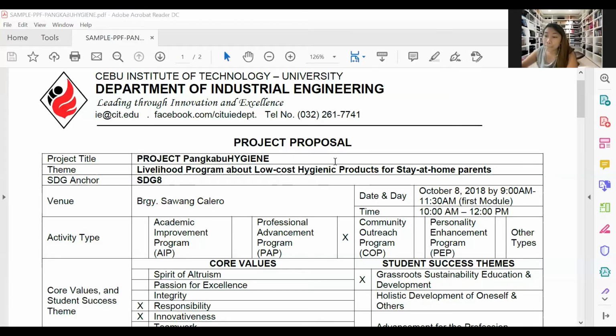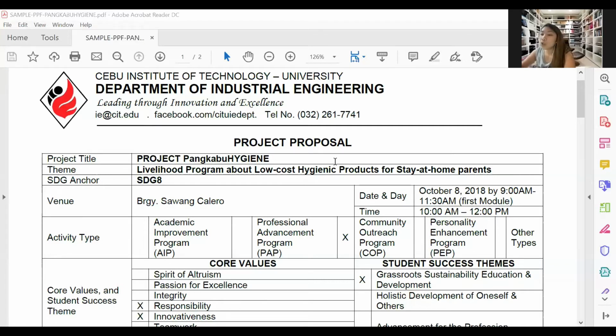Project Pangkabuhay has a theme: a livelihood program for low-cost hygienic products by stay-at-home parents. In that case, it's anchored to SDG 8, which is decent work and economic growth. Or it could also be anchored to, if we are able to partner with large organizations, partnership for the goals.